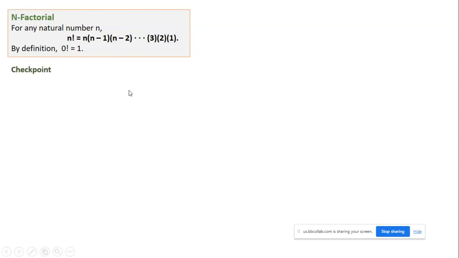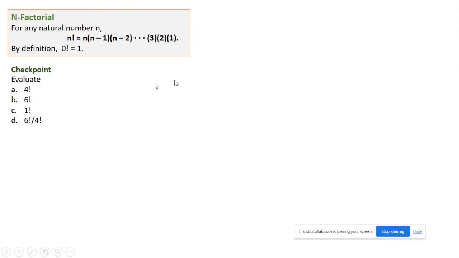Okay, keep that in mind. 0 factorial is 1. Just like anything to the 0 exponent is always 1, the same concept applies here for factorials. Anything to the 0 power for a factorial is 1. All right, so let's evaluate. Let me show you how this works.